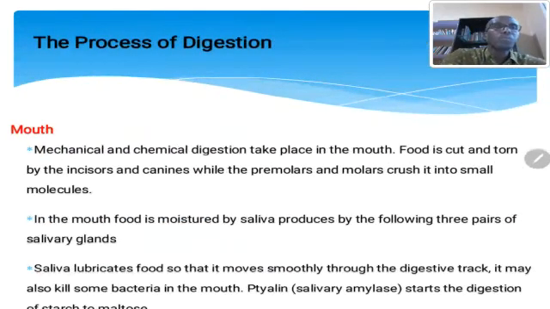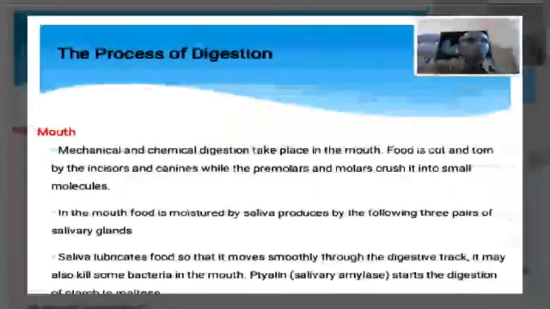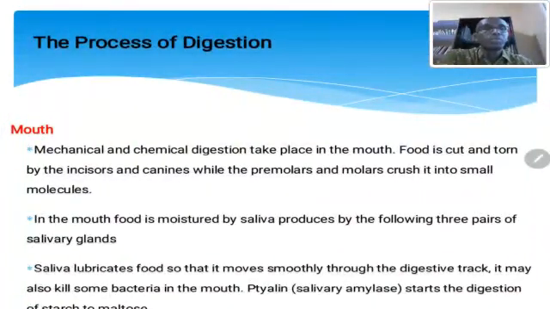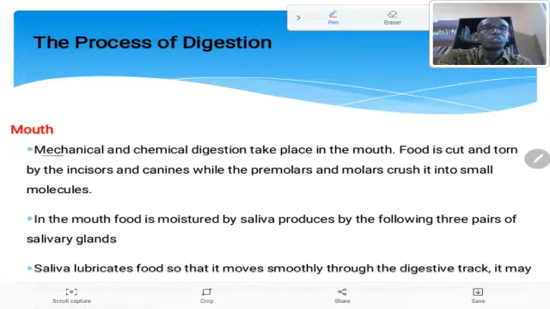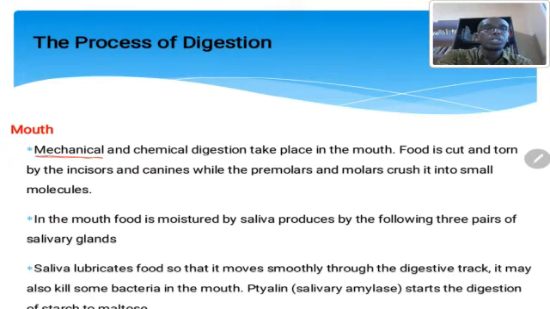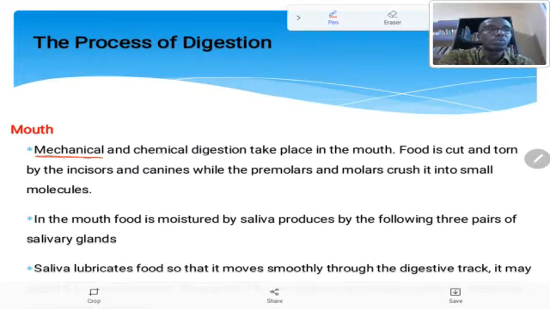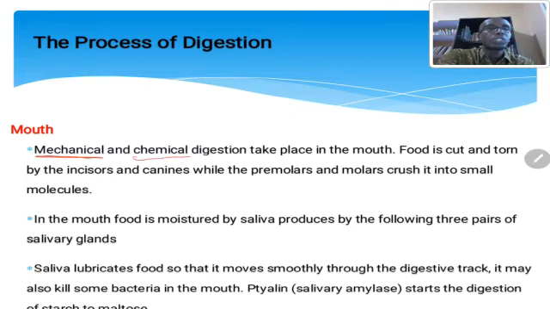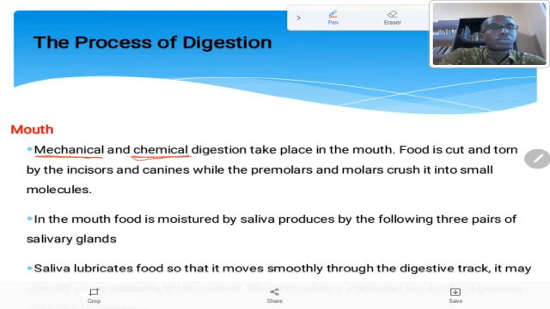The process of digestion starts from the mouth. Previously we divided digestion into two: mechanical digestion, which is the crushing or grinding of food by using teeth, and chemical digestion, which is the breaking down of food by using chemicals called enzymes. Both types of digestion can take place in the mouth.